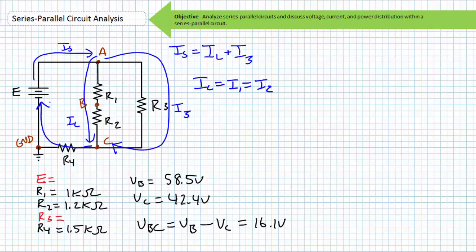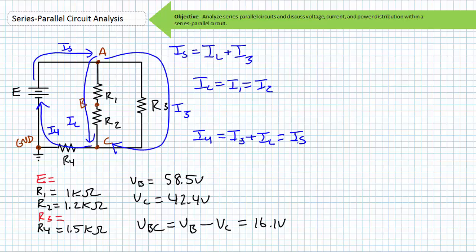Finally, I3 combines with I left and flows through R4. I4 is the summation of I3 and I left. I4, since there are no other deviations, is the source current. Returning back to our nodes and nodal voltages, notice R3 is between nodes A and C, as is the series combination of R1 and R2.